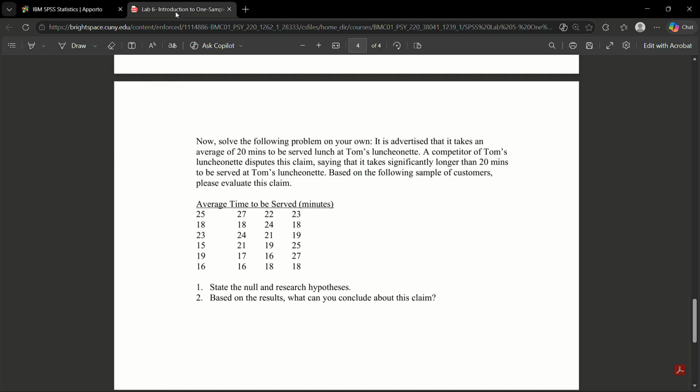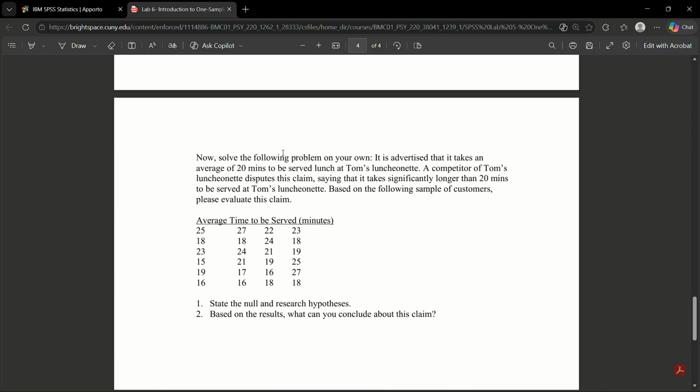And that's it for the one sample tests. Hopefully that's pretty straightforward. Let me know if it's not. And then we'll be talking more about independent groups and then paired samples in the future labs.